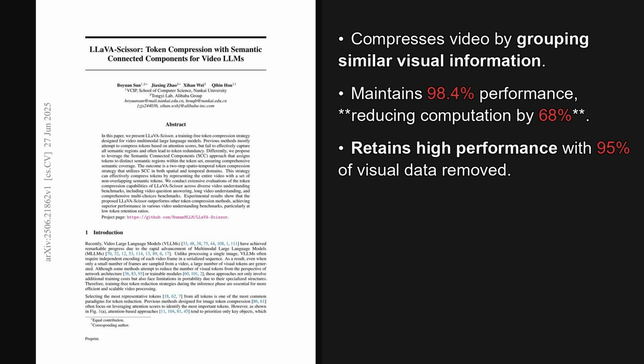So to wrap things up, this work on LLaVA-Scissor presents a really effective training-free solution for video compression. The core idea is its Semantic Connected Components method, which, as we discussed, is just a smart way to find and group similar visual information to remove redundancy. By applying this first within each frame and then across time, it dramatically cuts the computation needed. The key takeaway is its ability to maintain high performance even under extreme compression, which is where other methods really struggle.